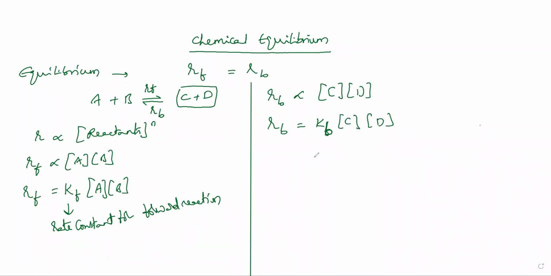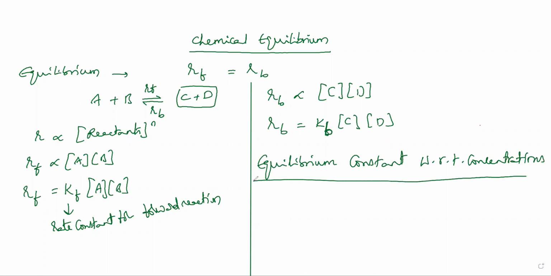So equilibrium constant with respect to concentrations. Equilibrium constant with respect to concentration. That means Kc. That is represented by Kc. Right. Then how can we determine the Kc expression, sir?